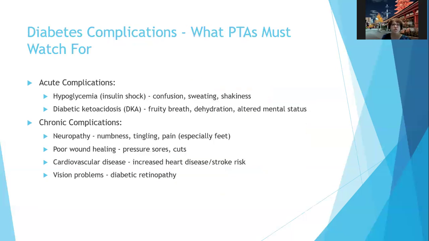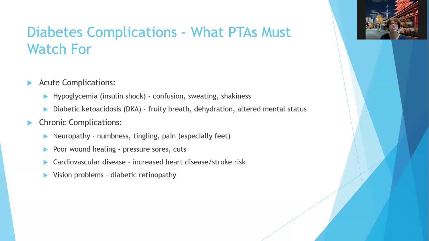So we need to watch for acute complications, and I'm going to talk in a little more detail about them. One of them is extreme hypoglycemia, which is also known as insulin shock, which can cause confusion, sweating, and shakiness. Diabetic ketoacidosis is the opposite. It's hyperglycemia, and the symptoms that you can assess are a fruity smell to the breath or an acetone smell like nail polish remover, dehydration, and an altered mental status.